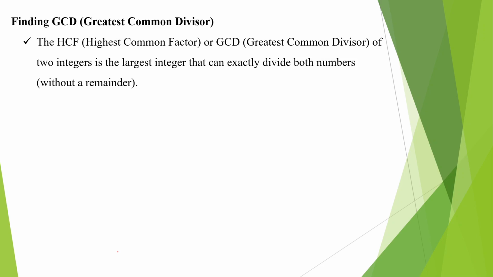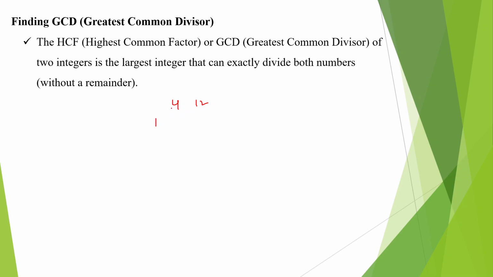How we will find the greatest common divisor or highest common factor. We know that the greatest common divisor is the number which exactly divides both numbers and is a common factor. Suppose we have 4 comma 12. Take these two, 4, 12. We know that 1 will divide both, isn't it? 1 will divide 4 as well as 12.